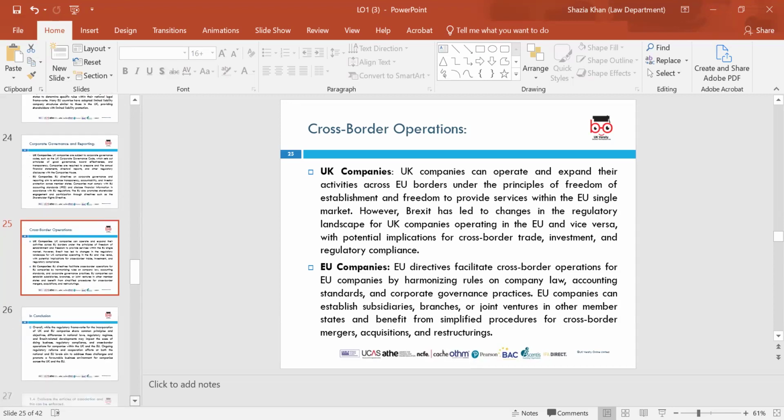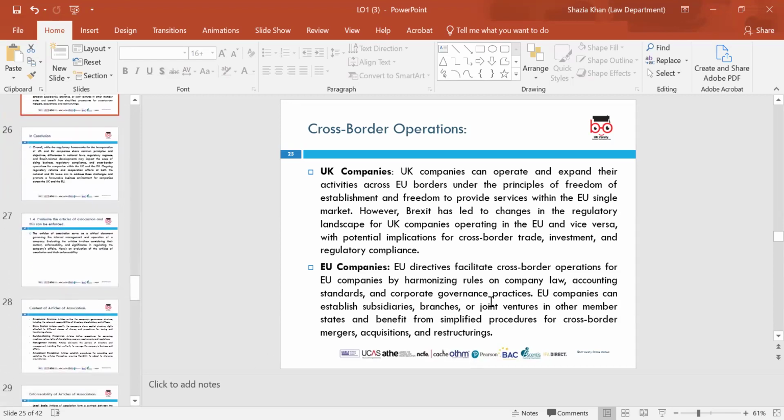For cross-border operations for EU companies, EU directives facilitate cross-border operations by harmonising rules on company law, accounting standards, and corporate governance practices. EU companies can establish subsidiaries, branches, or joint ventures in other member states, and benefit from simplified procedures for cross-border mergers, acquisitions, and restructures.